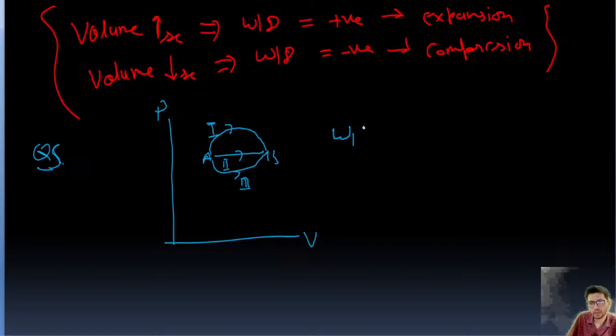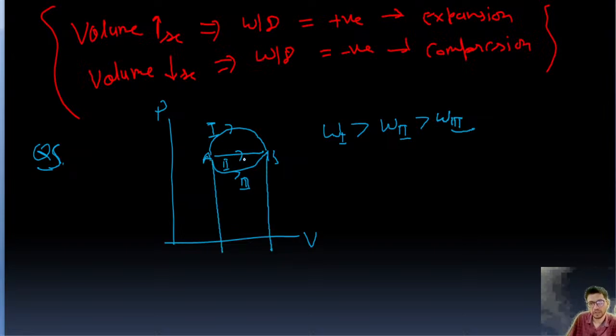Obviously we can see W1 is going to be greater than W2, and W2 is going to be greater than W3. Why? Because for path 1, the area covered by this curve is going to be greater than the area covered by the others. By this path the area covered is minimum, by this path the area covered is greater, and by this path the area covered is maximum in the PV curve. So W1 is greater than W2 and W2 is greater than W3.